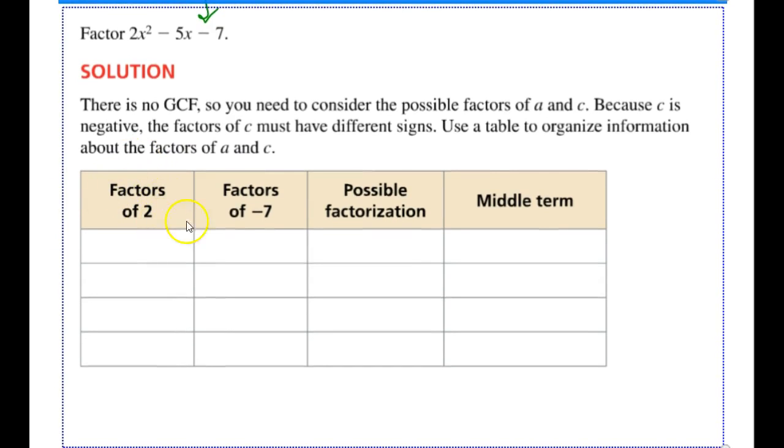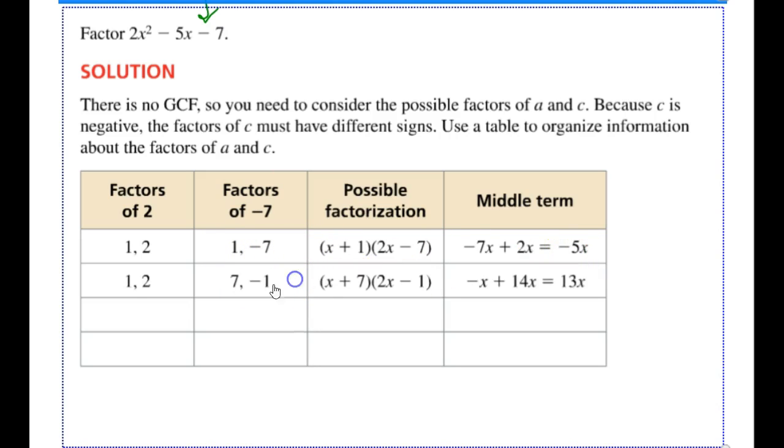Right? So I need my factors of 2 and my factors of -7. So my possible factors of 2 are 1 and 2. And my factors of -7 could be a 1 and a -7, right? So then I try it and get my middle term. But then I can switch where my 7 and 1 are with my negative still being on the second term, right? So all I've done is I've said, well, now it's 7 and -1. And I come up with my middle term.